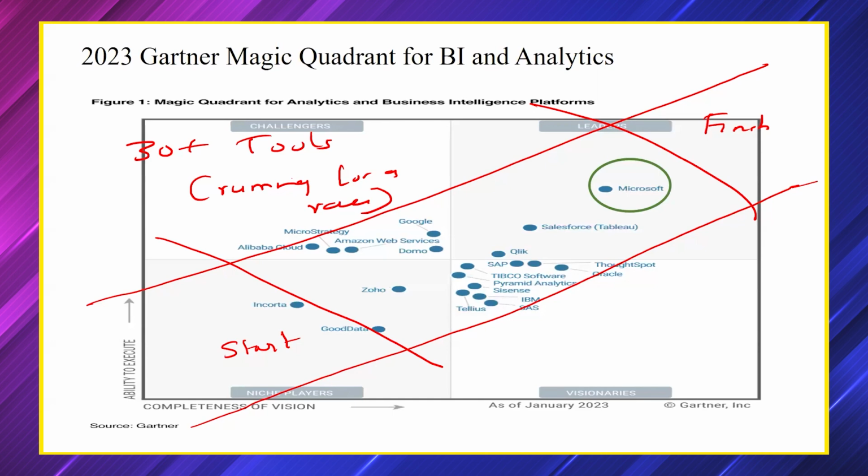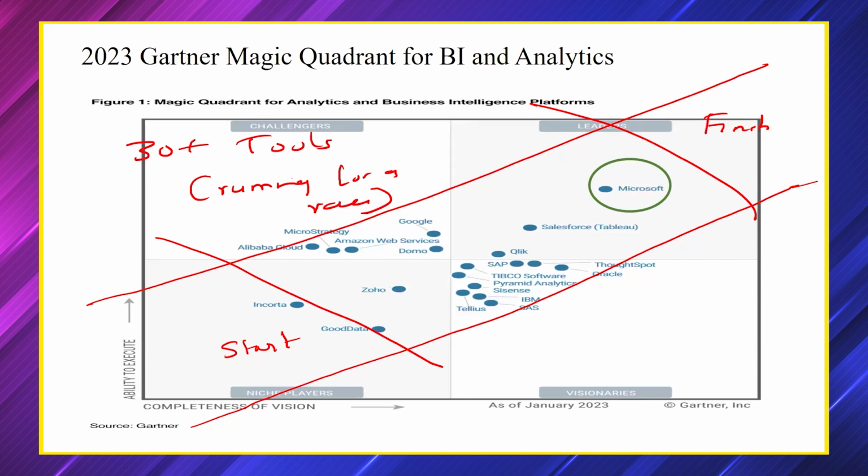It is leading in completeness of vision and also ability to execute. Power BI, I mean Microsoft, is first. What else can you observe from this chart? Google Looker has just started their career in this, so it can be a good chance to have a good pace in this race.